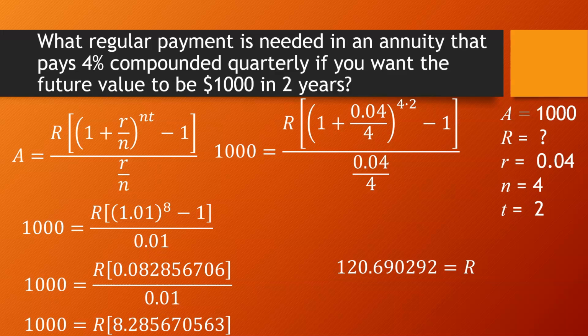So now we can take that number and round it to the nearest cent, and we get a regular payment of $120.69. That means if we deposit $120.69 in this annuity 4 times a year for 2 years, at the end of 2 years we will have $1,000 saved up.